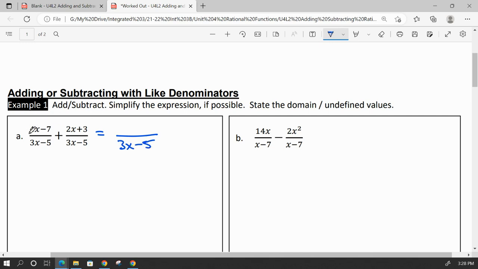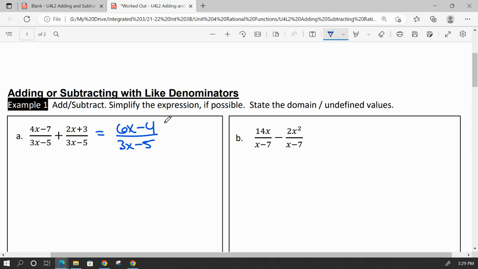Then in your numerator, take the 4x plus the 2x, because those are like terms, and add them together, and you get 6x, or not squared, 6x. Then take the negative 7 plus the 3, add those together, and you get negative 4. Now, if you can simplify this fraction, then you must do that. So let's see, can this be simplified?